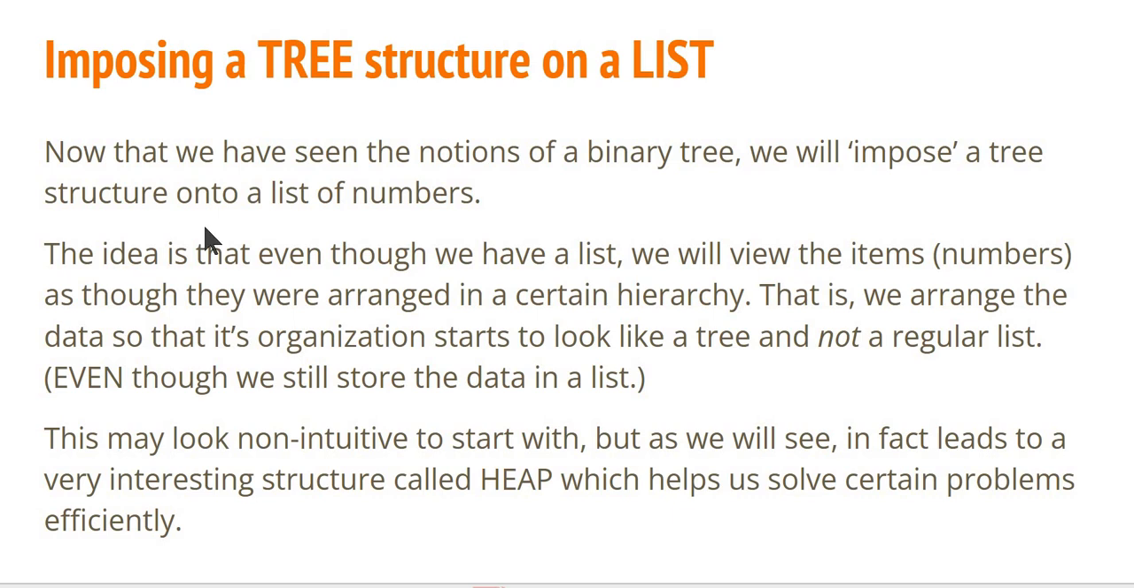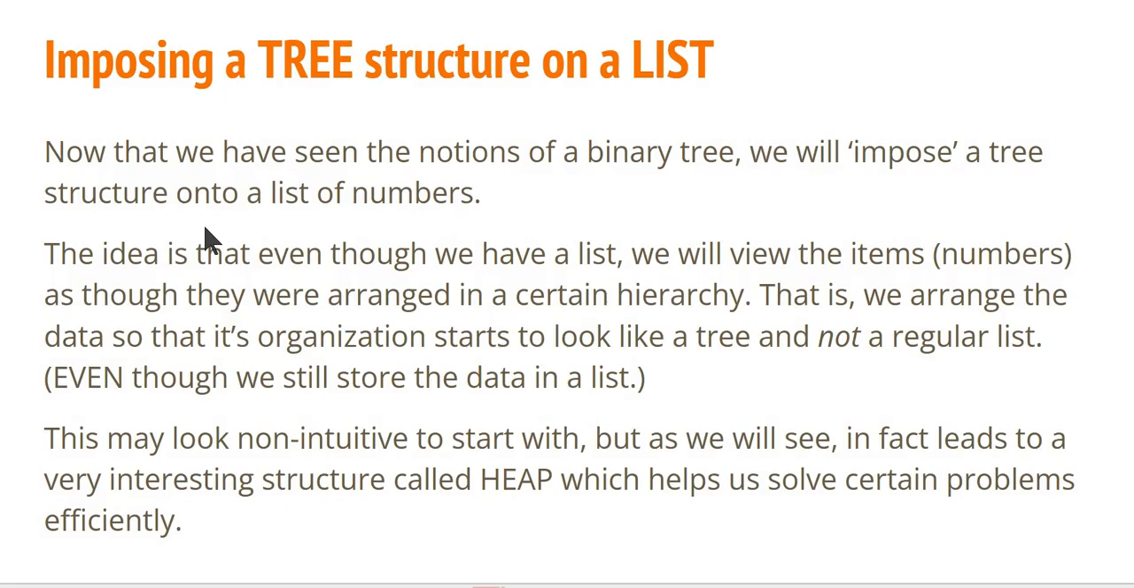All right, so now that we have got a very quick understanding of what a tree is, an understanding of what binary trees are, what complete binary trees are, let's now try to impose a tree structure on a list. So the idea here is that the list of numbers that we have is definitely arranged in a list as always, which means they are sequentially arranged one by one.